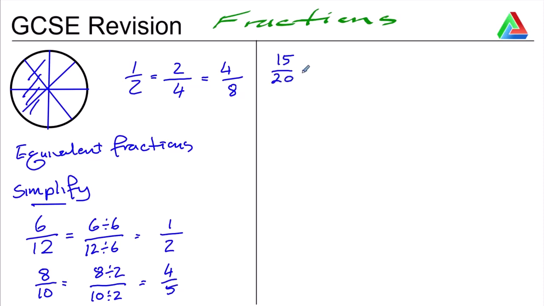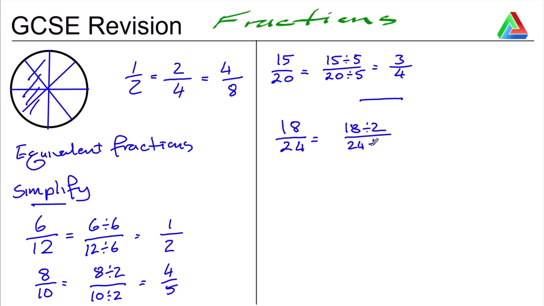So I'll do a couple more here. 15/20. 5 goes into both of them. 15 divided by 5 is 3. 20 divided by 5 is 4. So that's 3 quarters. Another one, 18/24. 2 goes into both. 18 divided by 2 is 9. 24 divided by 2 is 12. So now I've got 9/12, but I can divide both the top and bottom by 3. 3 into 9 is 3. 3 into 12 is 4. So 18/24 is equal to 3 quarters.